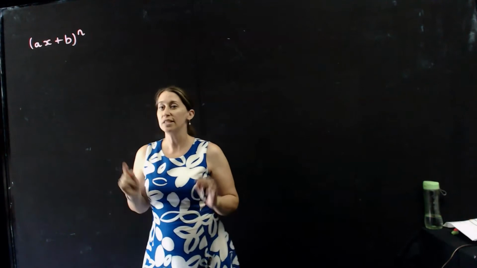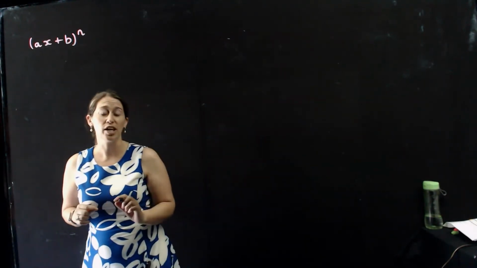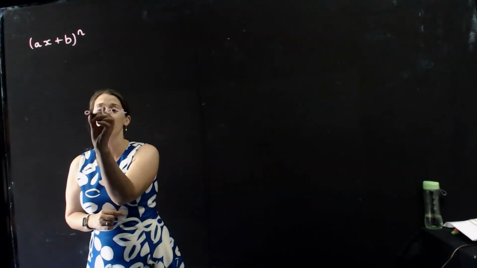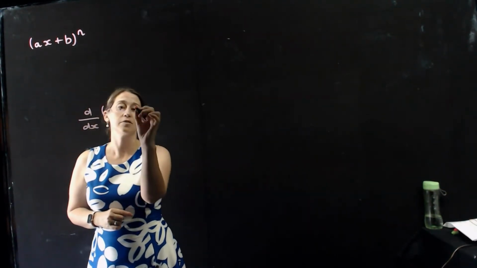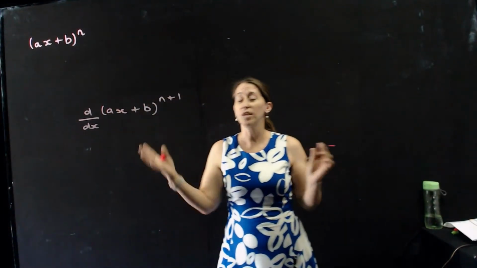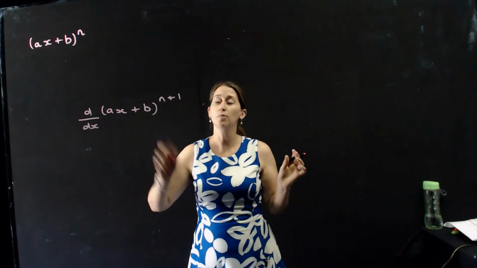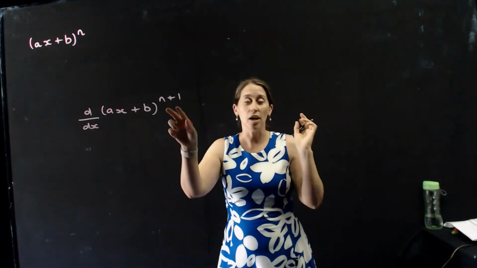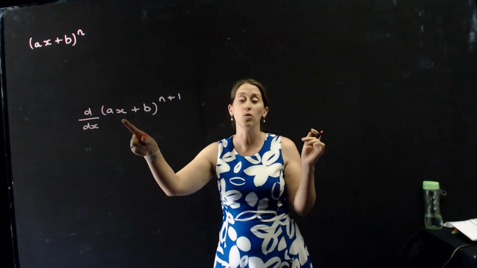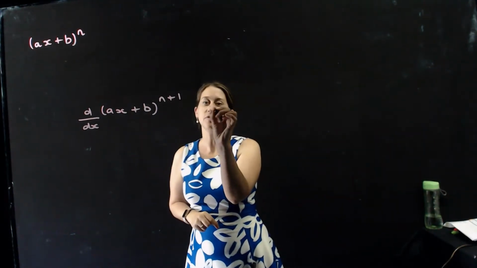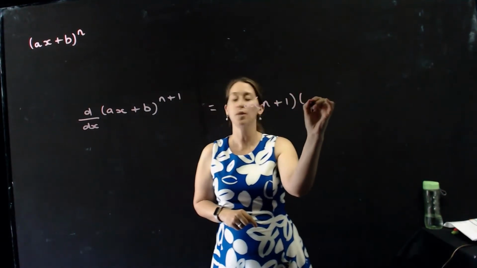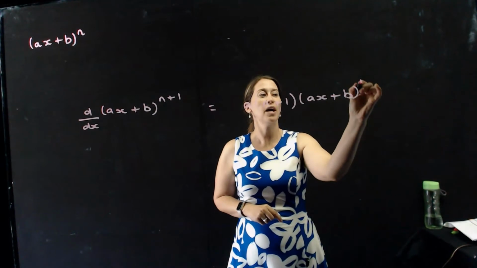So in order to do this, the first thing I'm going to do is apply the chain rule. I'm going to look at a slightly different expression to begin with. So I'm going to actually differentiate (ax + b) to the power n + 1. Now when we differentiate, I can apply the chain rule. I can pull down that power, subtract 1 from the power, and then multiply it by the derivative of that bracket, which would be a. So the derivative of that becomes a(n + 1) multiplied by (ax + b) to the power n.